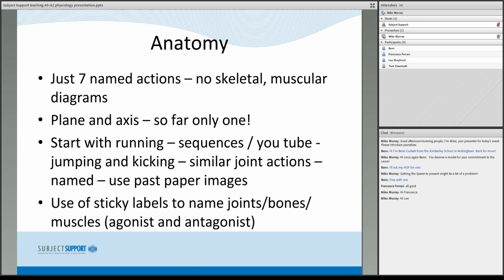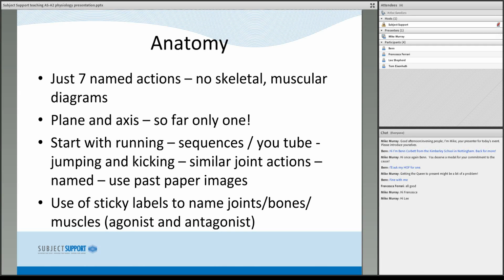I don't want to read what it says out there, but the important thing, if you're delivering the anatomy part of the course, is there are just 7 named actions, and therefore they're the only things you should be teaching. You're not going to get, for example, a diagram of an elbow joint to label. You're not going to get a diagram of various muscles to label.